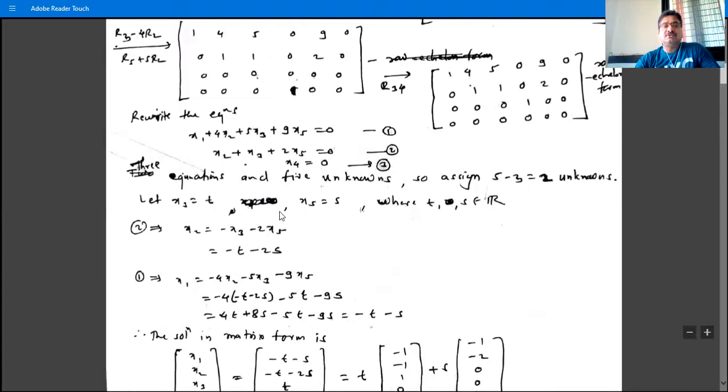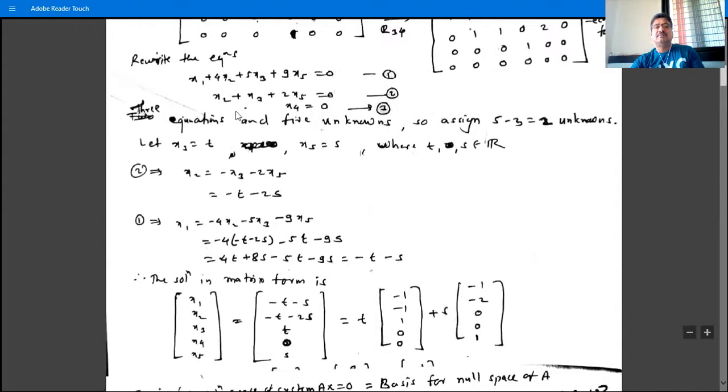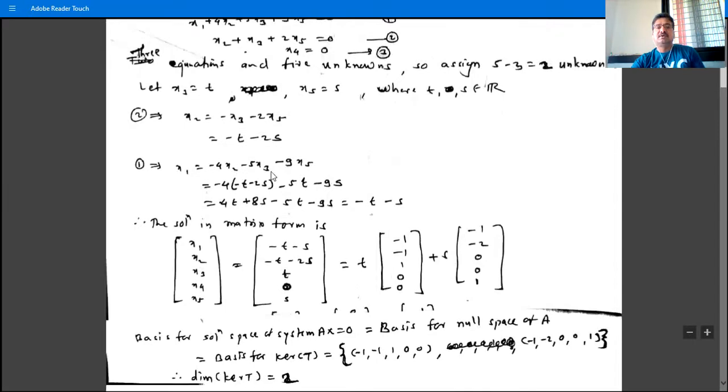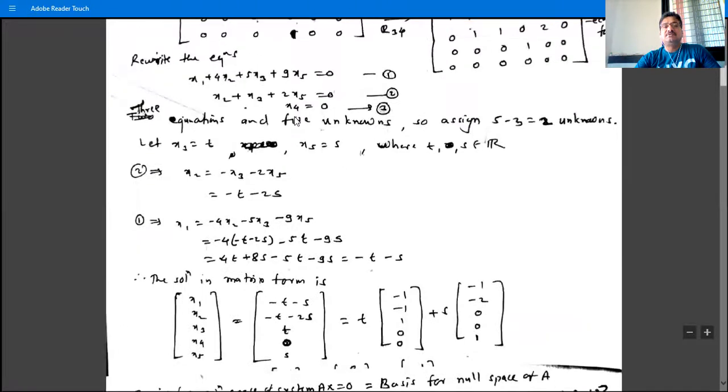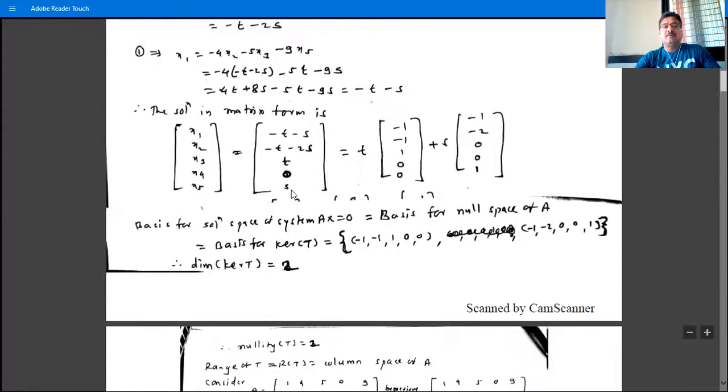And therefore, x2 is equal to minus x3 minus 2x5, that is minus t minus 2s. And x1 from this equation number 1 implies x1 is equal to minus 4x2 minus 5x3 minus 9x5. Substitute the value of x2, x3, x5. We have x1 as minus t minus s. And therefore, the solution of the system in matrix form: x1 is minus t minus s, x2 is minus t minus 2s, x3 is t, x4 is 0 from this equation, and x5 is s.